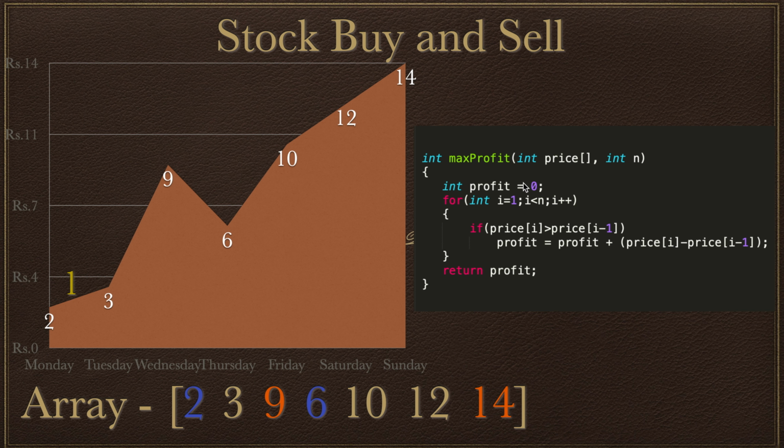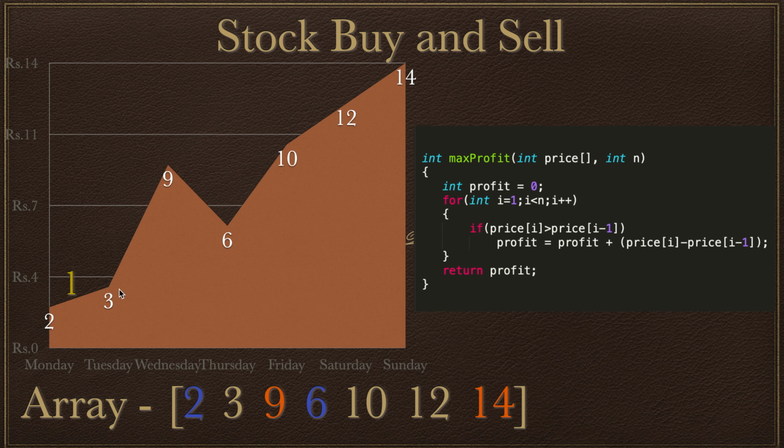So I'll first of all take a variable profit and assign it to 0. Now I will run a for loop and I will go from the second element to the last element, not 0 to last but second to last. Each time the for loop runs, we will check if my current price is greater than the previous price. If my current price is greater, it means that I am making some profit.